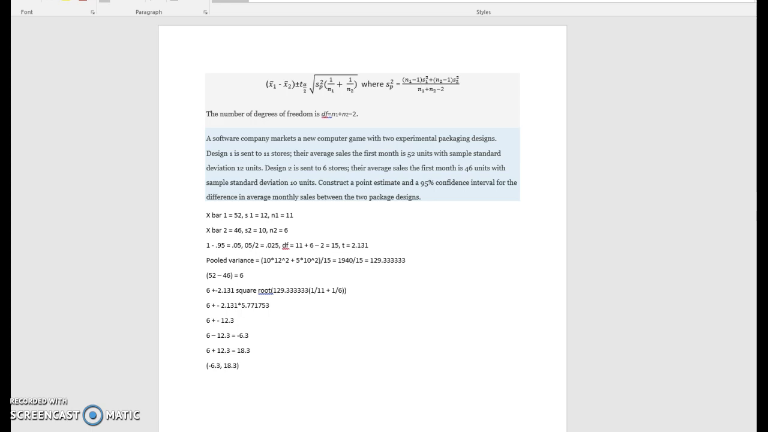All right, so let's state our final result. We are 95% confident the true difference in average sales for these two designs is between negative 6.3 units and 18.3 units. And there we have it.